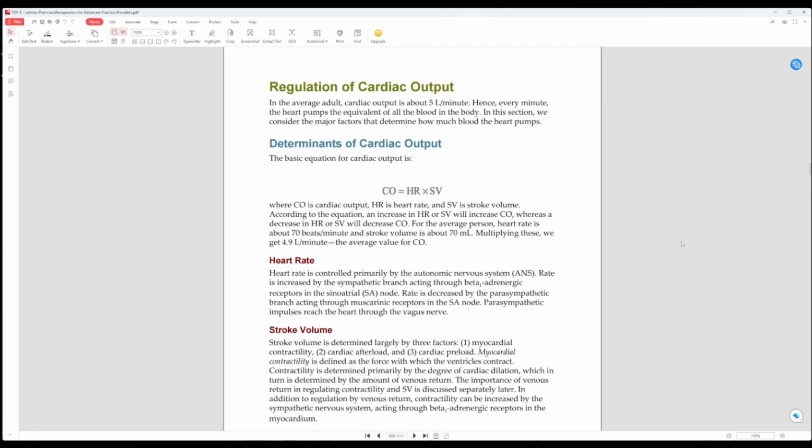For the average person, the heart rate is about 70 beats per minute, and the stroke volume is about 70 ml. Multiplying these, we get 4.9 liters per minute, the average value for cardiac output.